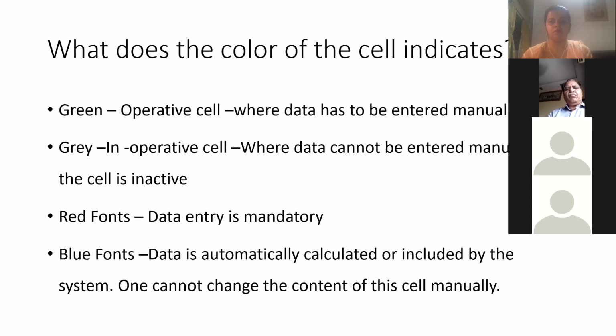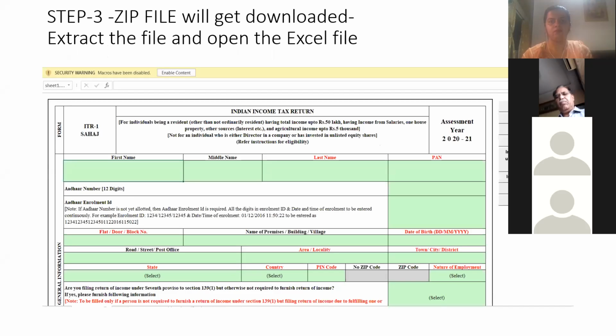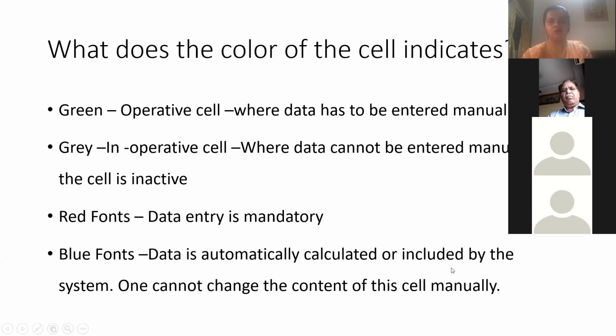So wherever it is red, now here you can see last name is there, PAN number is there, date of birth is there. So all these are in red color. The red color indicates the data is mandatory. You have to enter proper data, and without entering that particular data, your form will not be considered to be complete.